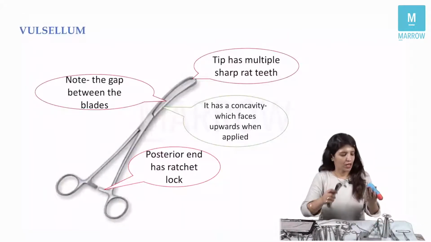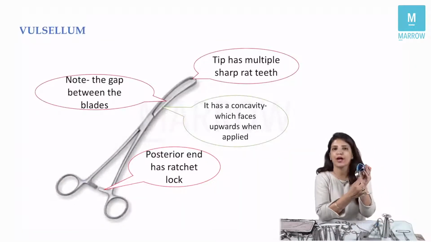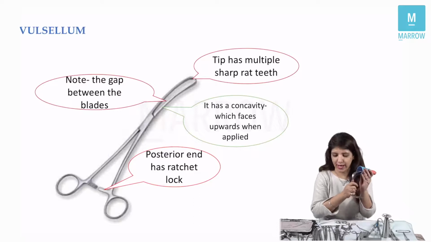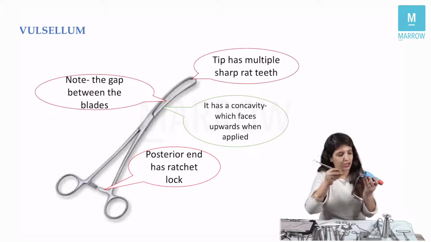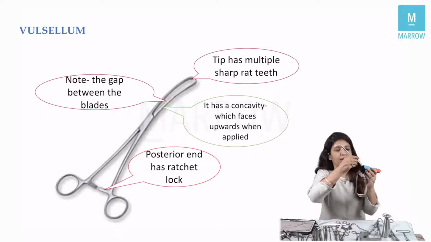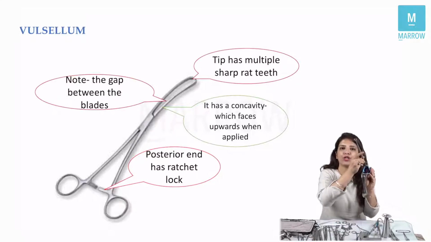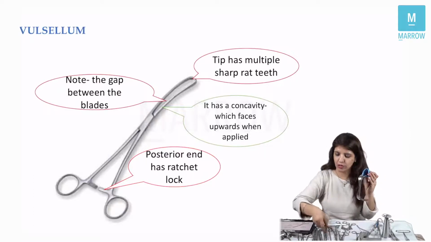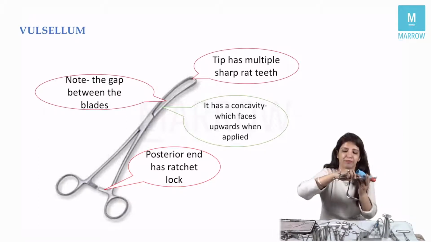Now, once I have retracted the posterior wall of vagina and the anterior wall of vagina, if I want to enter into the cervix, I will need to hold the anterior lip of the cervix. In order to hold the anterior lip of the cervix, the instrument which I am going to use is the vulsellum, right? I'm going to use the vulsellum to hold the lip of the cervix.